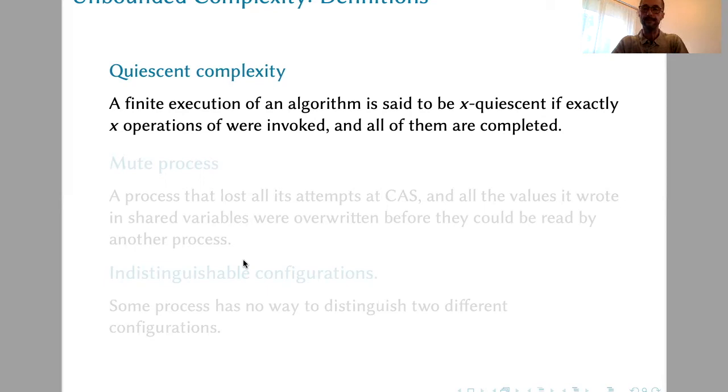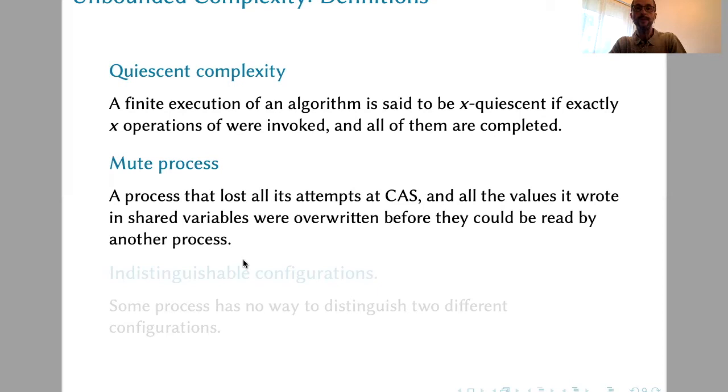And for doing so, we use the notion of mute process. Indeed, these universal constructions we are studying use compare-and-set. A compare-and-set is a special operation where you propose to update a register, but you may fail. When you execute compare-and-set on a register, you propose two values. If the value of the register is equal to the first value, then you update it with the second one. When a process invokes compare-and-set on a register, it may fail or it may succeed. And a mute process is a process that always fails in all its attempts to execute compare-and-set.